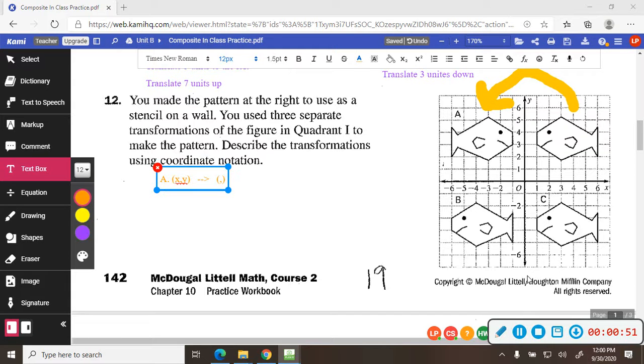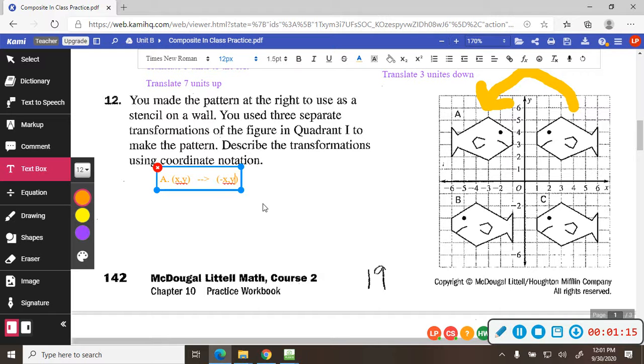So when we do a reflection over the y-axis, what's happening is the x values are going from positive to negative, but the y value is staying the same. So to represent that using coordinate notation, I would say negate the x, keep the y the same. So keep the y.